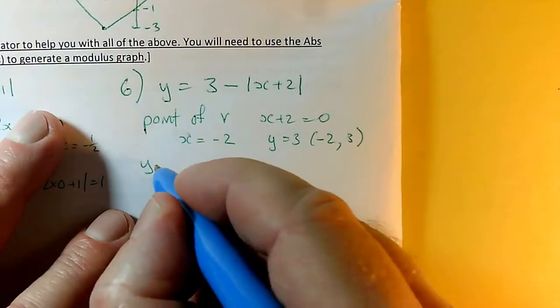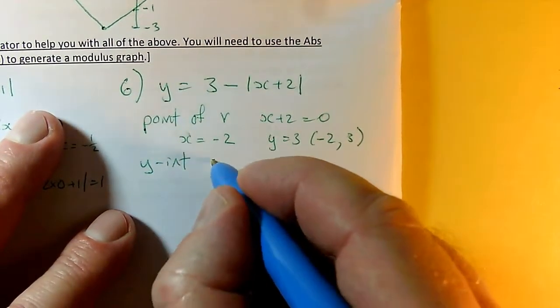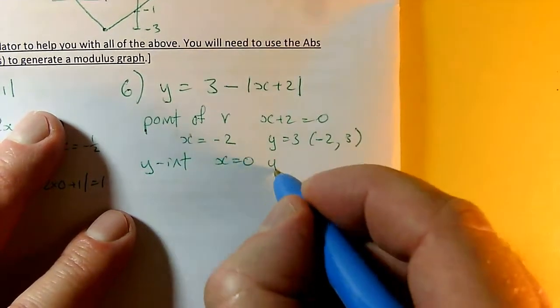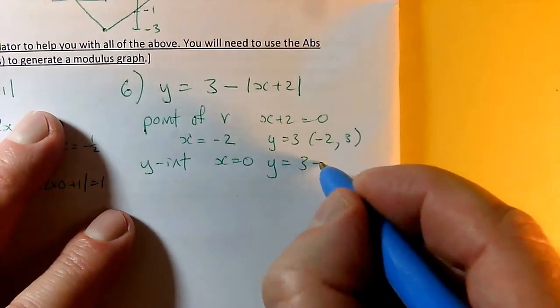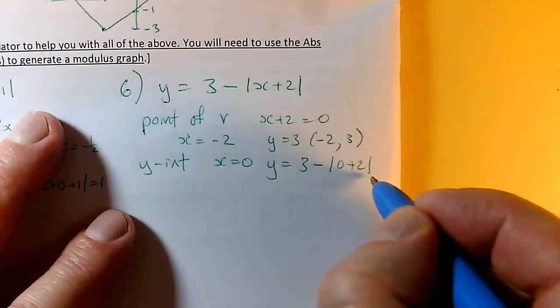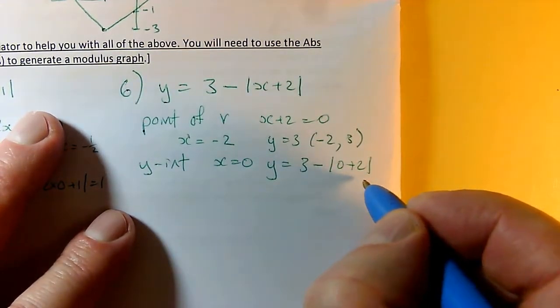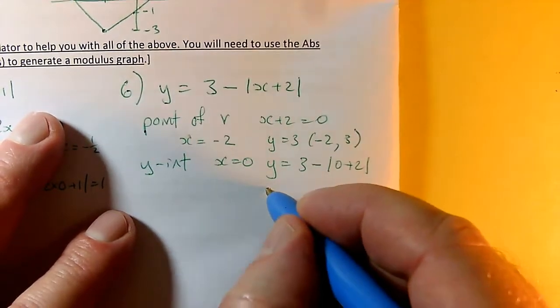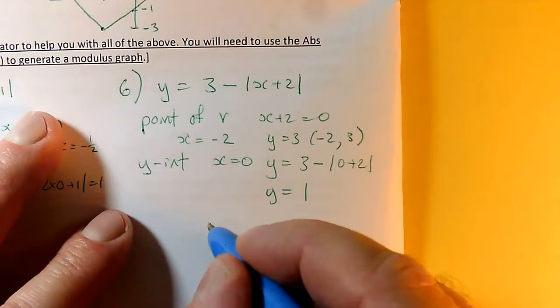Okay, and the other part of the method is the y-intercept. So the y-intercept is when x equals 0. So y is going to be 3 minus the modulus of 0 plus 2. Well, the modulus of 0 plus 2 is the modulus of 2, which is 2. So this is 3 take away 2. So y equals 1 is the intercept.